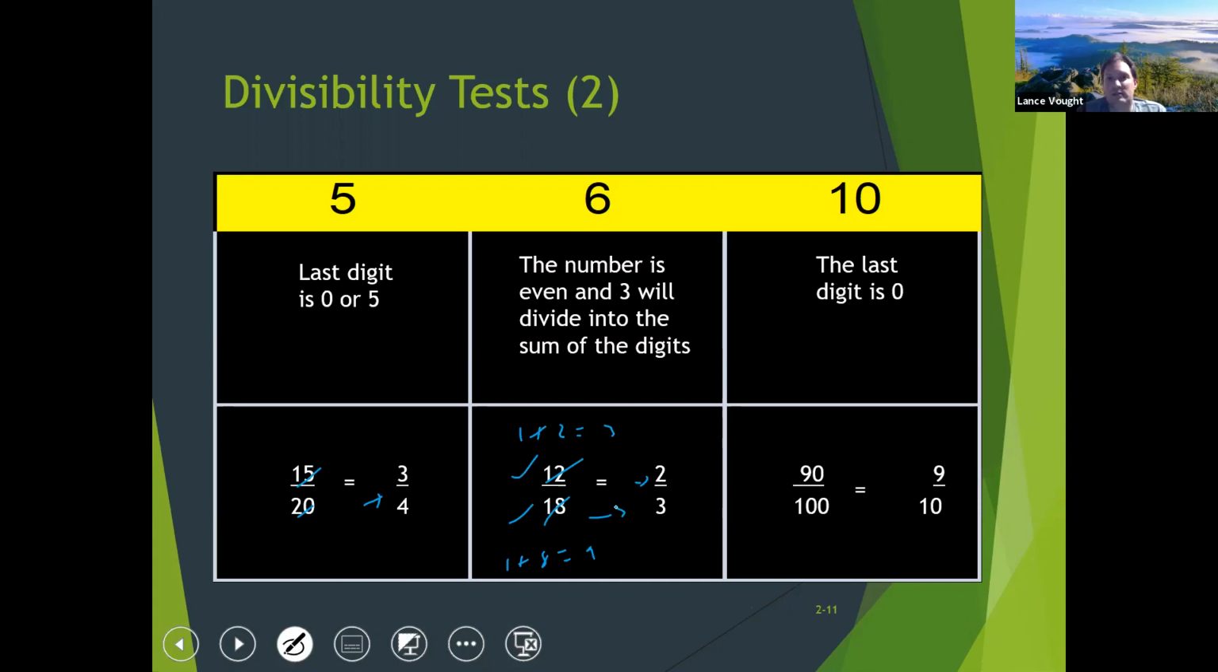And then for 10, it's just that the last digit is 0. If it's anything else, then it's not divisible by 10. So divisible by 10, you get 9. Divisible by 10, you get 10. So does anybody have any questions about that?